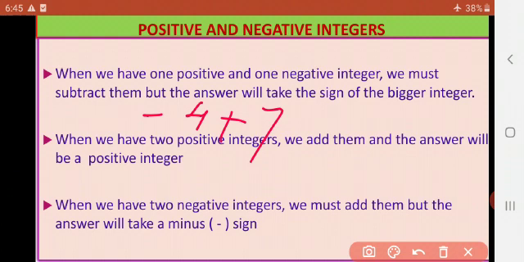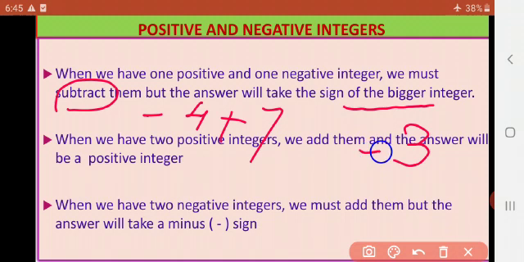Here because one is negative and the other one is positive, we have to subtract them. So subtraction is simple. It is 7 minus 4. What is 7 minus 4? 3. And the sign will be that of the bigger integer. Bigger is 7. 7 is positive, so the answer will be plus 3, that is positive 3. So if there is one positive integer and one negative integer, we must subtract them, and the answer will take the sign of the bigger integer in case of operations on addition and subtraction.